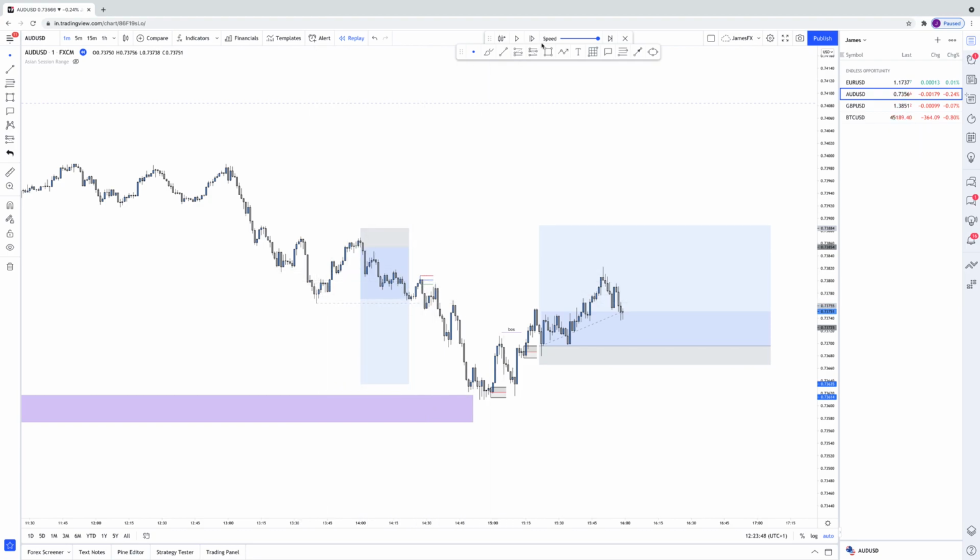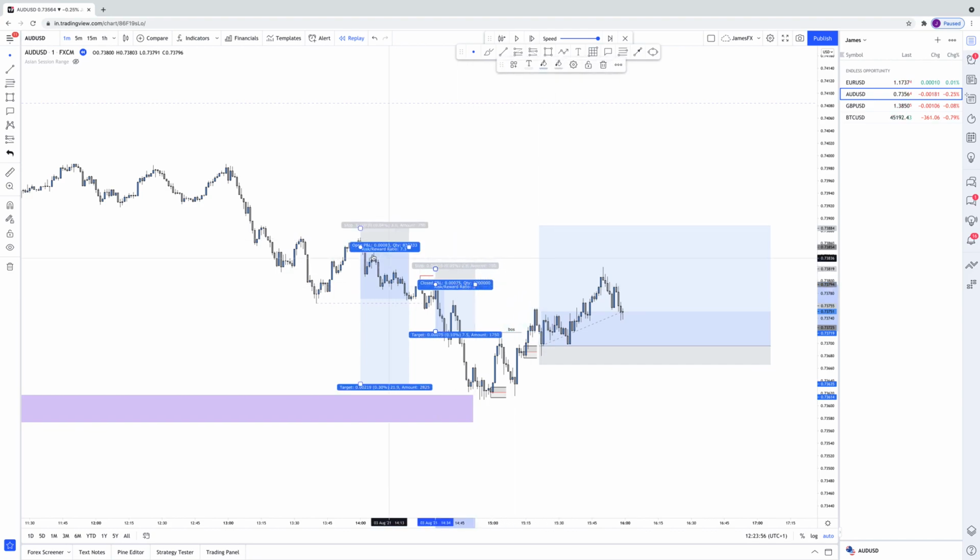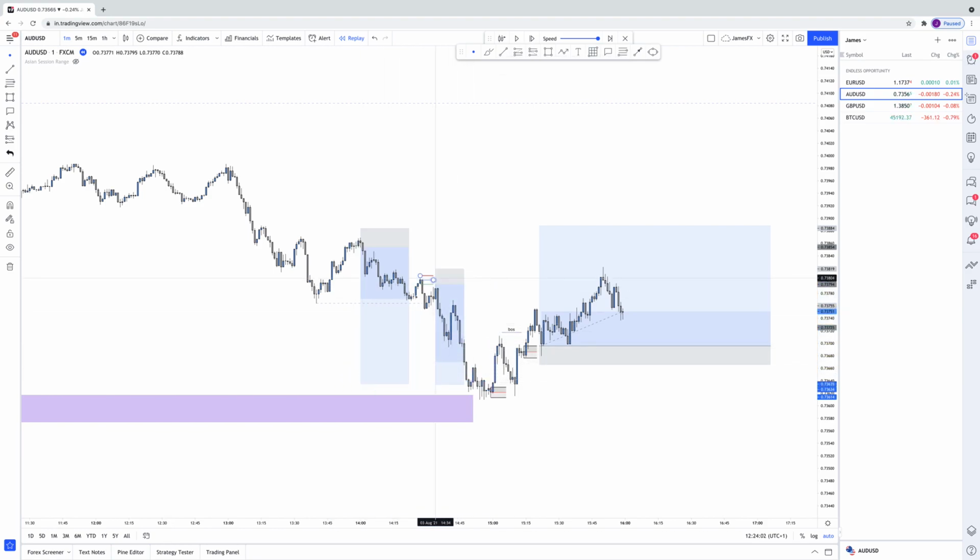We tap in, and I did not take these trades. No real reason why, but I just didn't take these trades. I took this one here, but I'm just showing you the potential that we have if you're looking to be really aggressive with these entries.